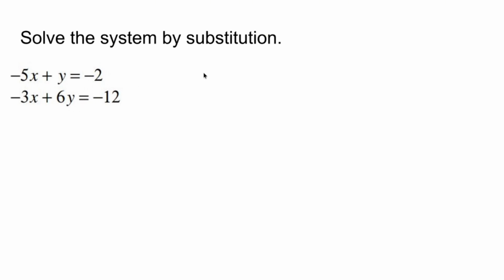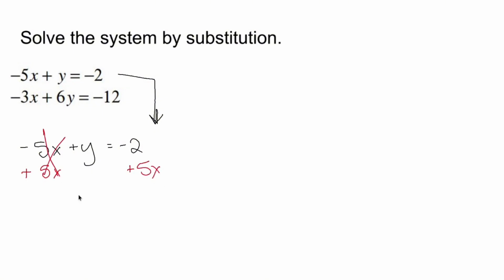So what I do is I choose the easiest one to do. And for me, the easiest thing to do would be to take that top equation right there and solve it for y. So I have -5x plus y equals -2. Now, why am I choosing that? Because y has no coefficient. The other guys have coefficients, so y is probably going to be easiest. Now, the way we get y all by itself is we do the opposite of -5x, which is add 5x to both sides. So y is now equal to 5x minus 2.